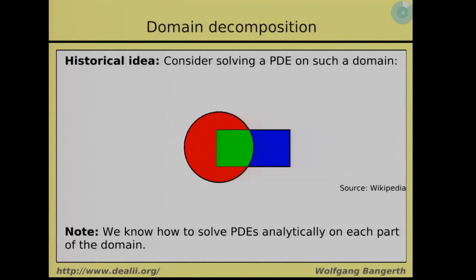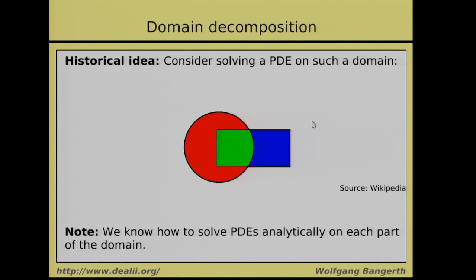So let's take a look at this. Historically, there was an idea that came around in the 1870s by Mr. Schwarz, in which he wanted to solve a problem like this. So let's say you have a domain that looks like this. It consists of a circle and some sort of rectangle that goes with it. And if you've taken a basic PDE course, you know that we know analytically how to solve PDEs on circles and on rectangles. It's not very difficult to do this. We can write down the solution as a series expansion, for example. What Schwarz said is essentially this.